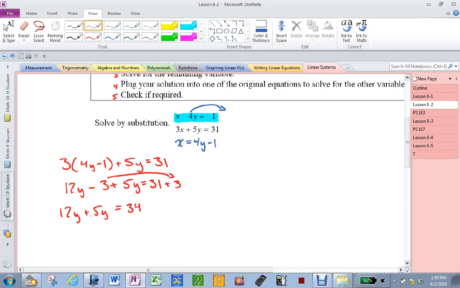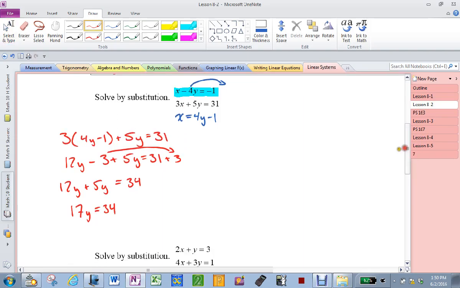Now what? Add your y's. Why? Because they're the same variable. They're like terms. 17y equals 34. Now what? Divide by 17. And what does y equal? 2. Now you guys are smart kids.